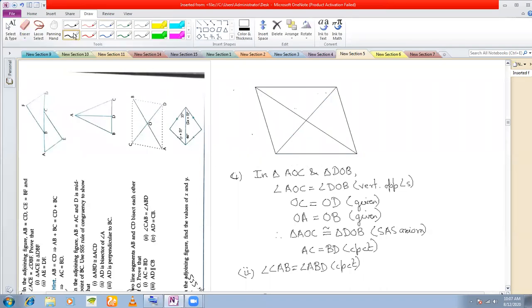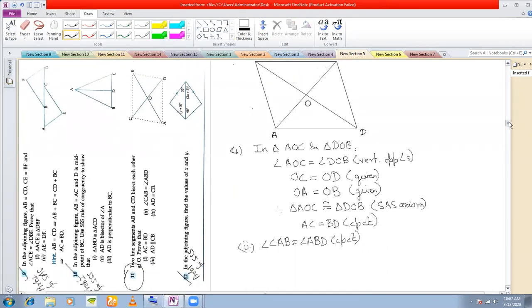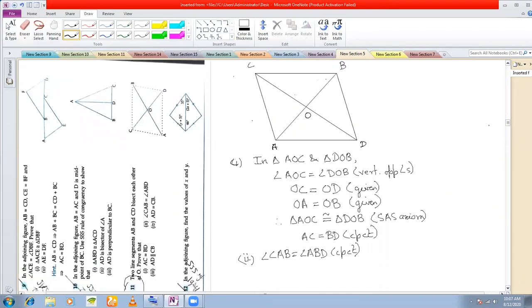Okay, so you have E, B, O. So let's see the third part. The third part says you need to show that AD is parallel to CB. You need to show that AD, that means this side, is parallel to CB, this side.